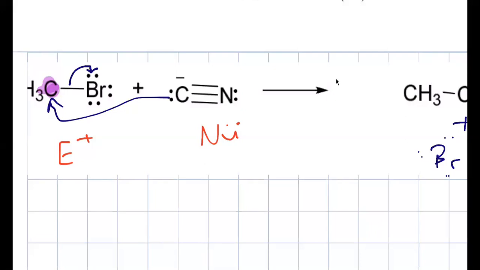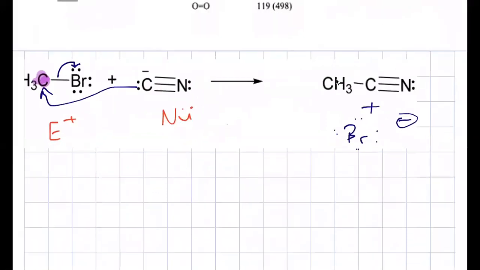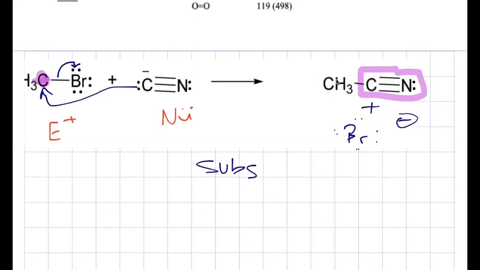All right. So over here, you can see that the bromine has been replaced by this cyanide group. What type of reaction is that? Is it substitution? It is. This is substitution. What's the leaving group? The bromine. Good. It's a substitution reaction. Now let's go through the thermodynamic and kinetic stuff.